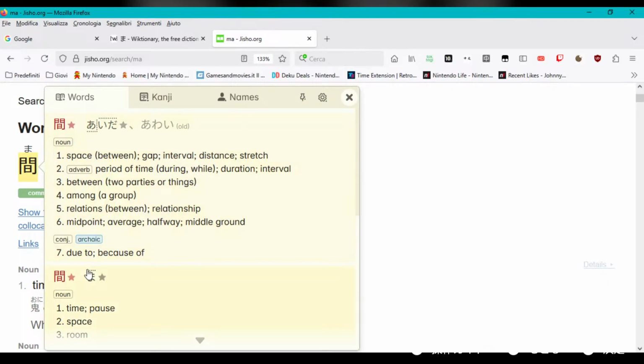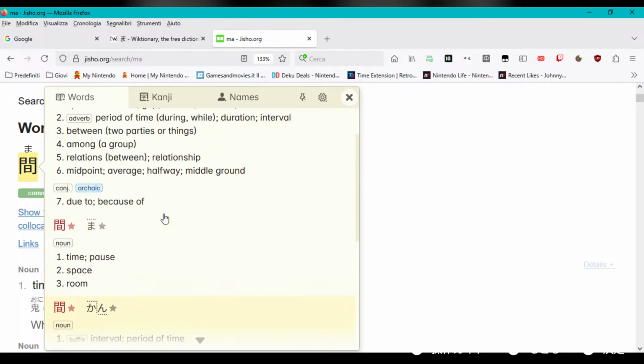This kanji has two Japanese readings. We'll see what I mean with that when we study kanji. The first one is aida, which is the space between, a gap, interval, distance, stretch, also period of time and so on.